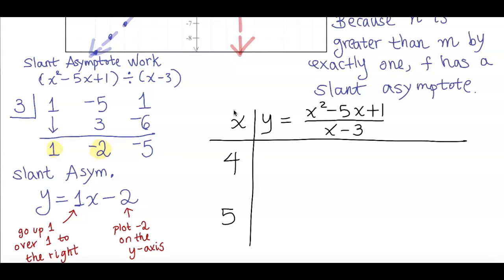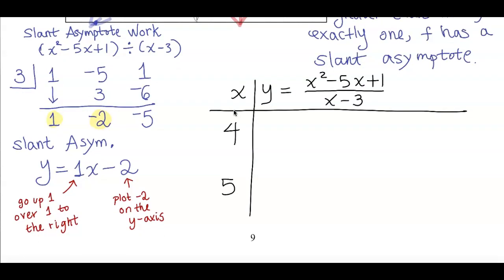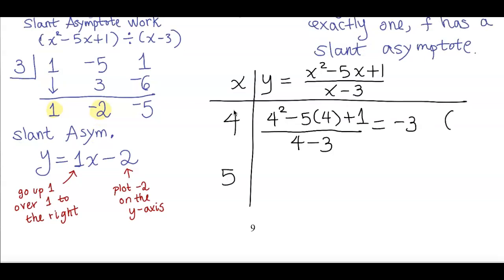So we need to plug in 4 into this function. So y will be 4 squared minus 5 times 4 plus 1 divided by 4 minus 3. Because the denominator is going to be 1, we know it's going to be a nice number, don't you think? I hope it's not a super big number that we can't plot. You guys plug this in. I plugged it in and it got me -3. That's a beautiful number. So I will plot a point at 4, -3.